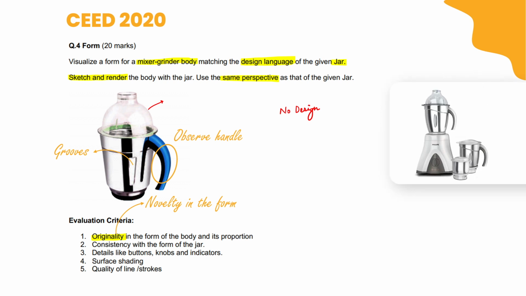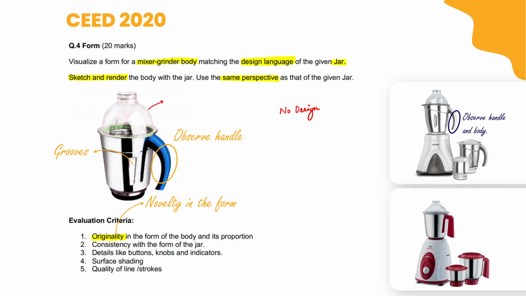Observe the body and the handle in these examples. Do you see how the handle and the knob are related in terms of form, color or shape? And that is why in the evaluation criteria it is mentioned that your work will be evaluated in terms of paying attention to knobs, buttons and indicators. So see how the evaluation criteria is giving you a hint that you have to think in this direction also. That is, you have to think how you're placing the buttons, knobs and indicators, and not just in terms of shape and the body, isn't it?